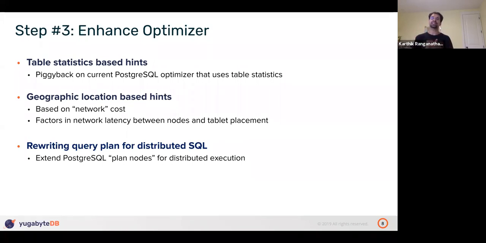So this is stage 3, or step 3, which is enhancing the optimizer in order to inherently understand network costs, table sizes, table splits, and so on and so forth, right? Now, these steps are not done ever.